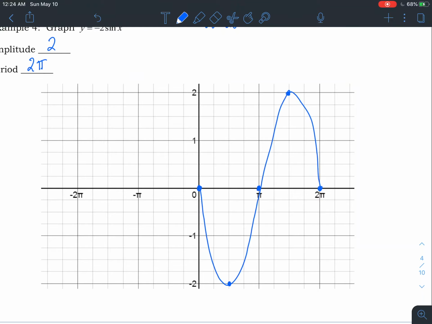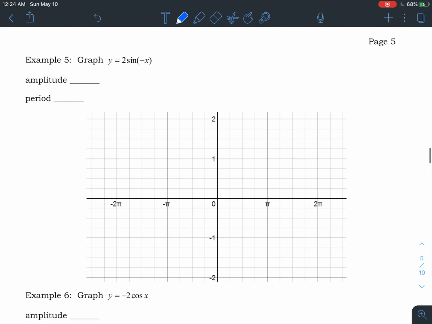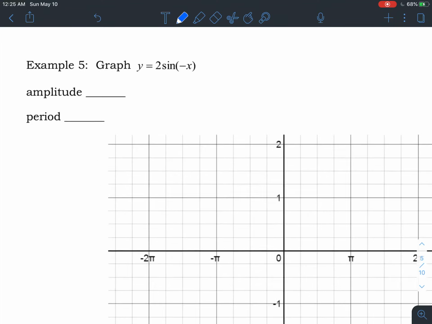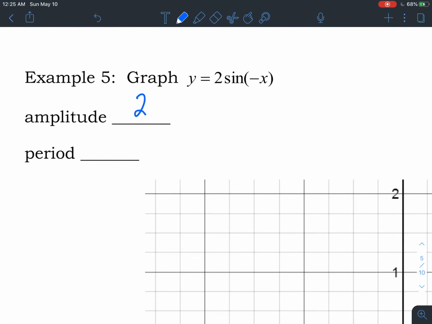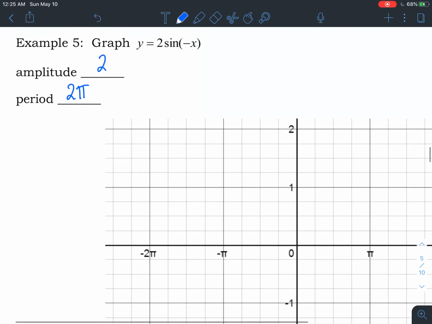Now, with my negative on the inside, I'm still going to go ahead and start with an amplitude of 2, and my period is 2 pi divided by the absolute value of negative 1, which is still 2 pi. The issue is that we can do this one of 2 ways.